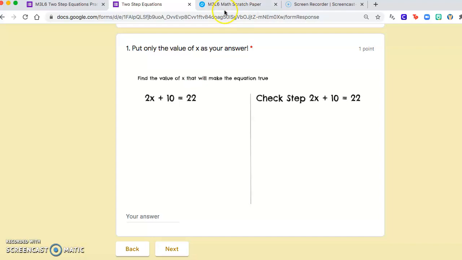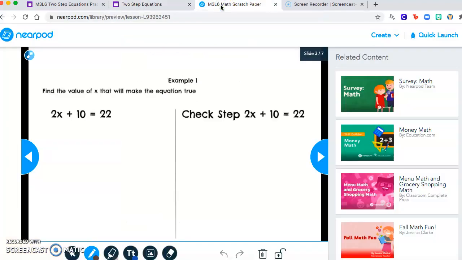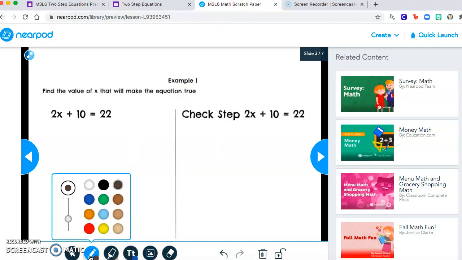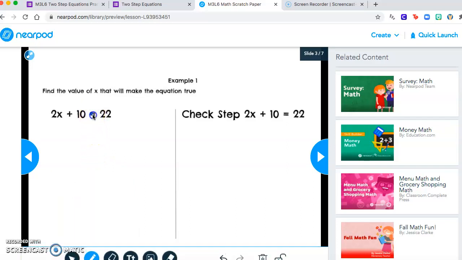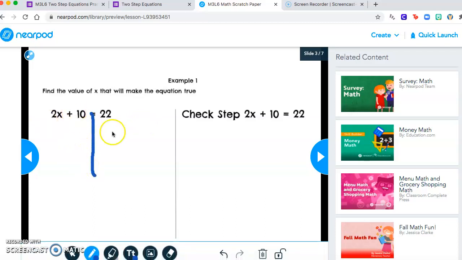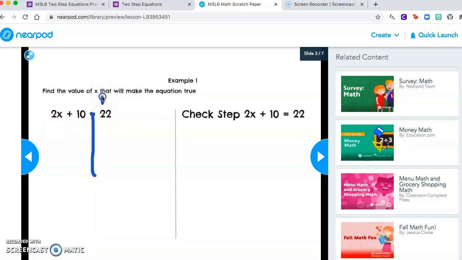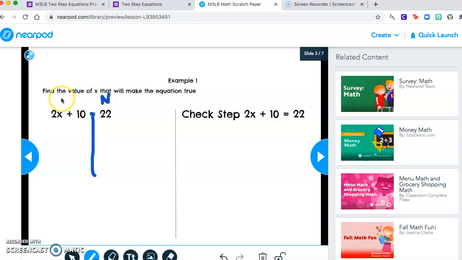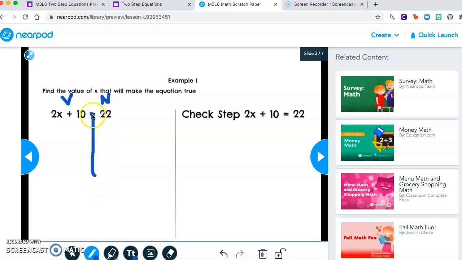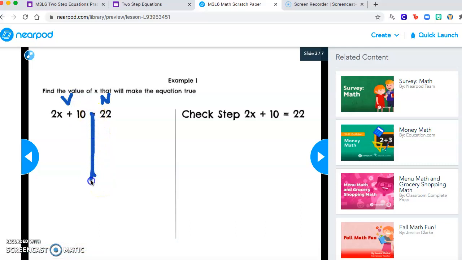So please make sure that you have your Nearpod up so you could show your work. If you have paper, that works as well. But just to remind you, here is how we did it. So I'm just going to choose blue. And the first thing we did was we drew a line down the middle to show both sides of the equation. And this side is my number side, and this side has the variable. And so all we're going to do is just solve for x.